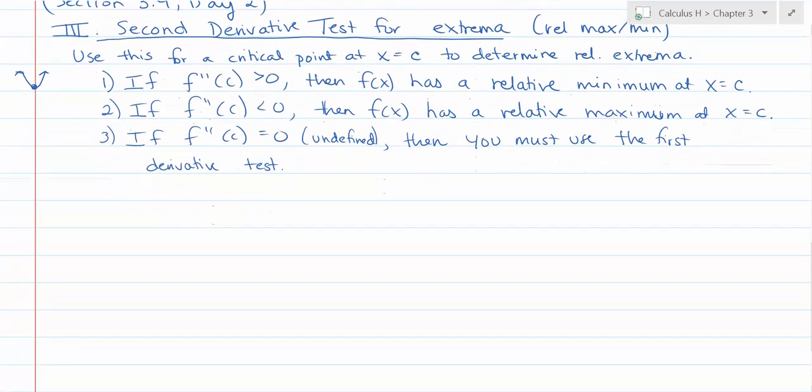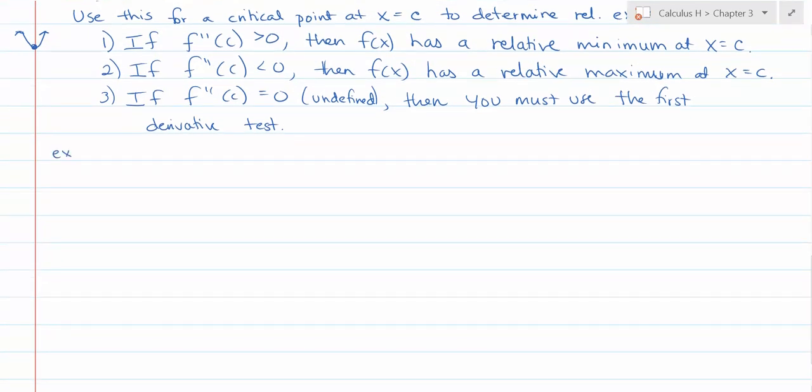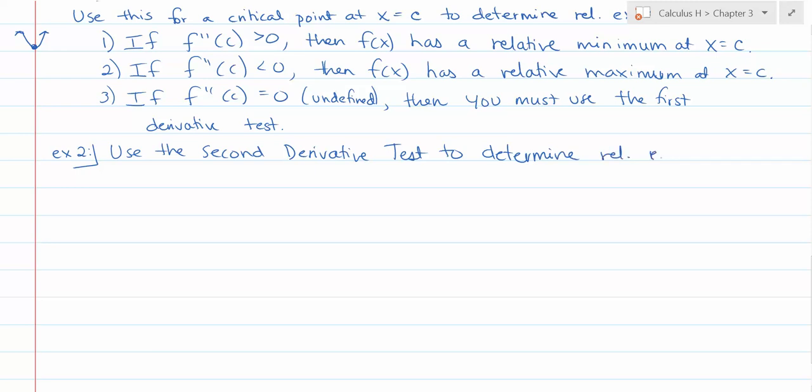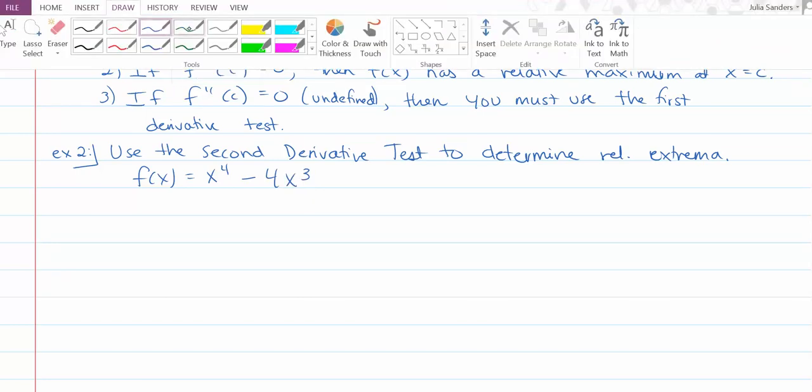So if you look at an example with me, I'm going to say use the second derivative test to determine relative extrema. Okay, so our function is going to be f of x equals x to the 4th minus 4x cubed. All right, so first of all, we need to find our critical numbers.